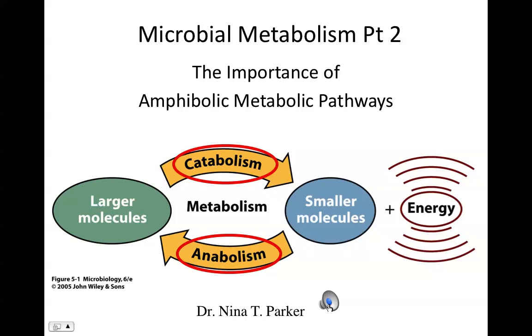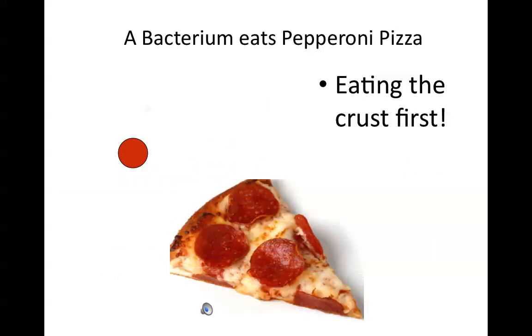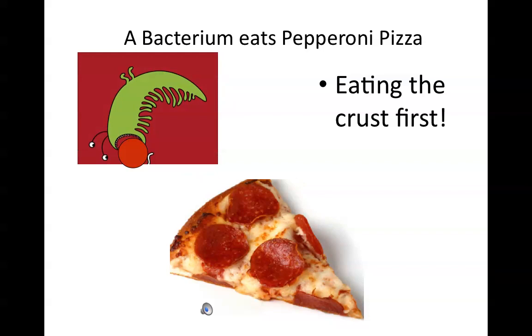In this section, we'll take a look at a specific example of catabolism, carbohydrate catabolism. So let's see what happens if we're eating the crust first.